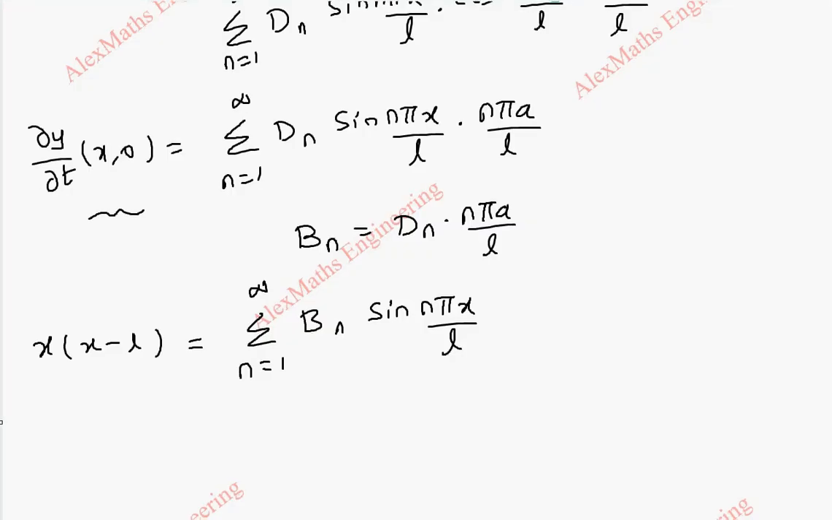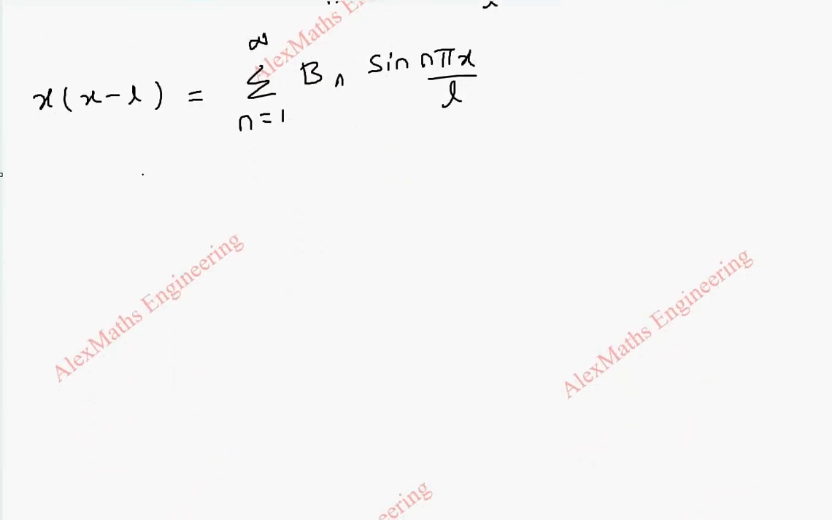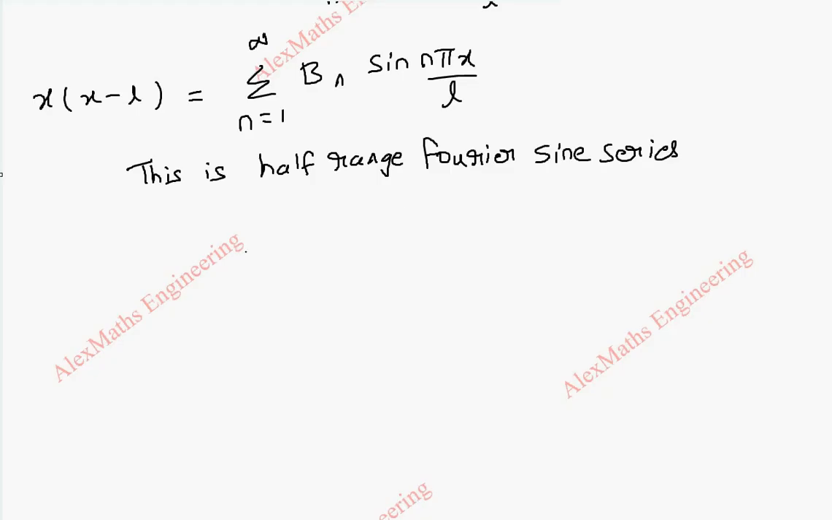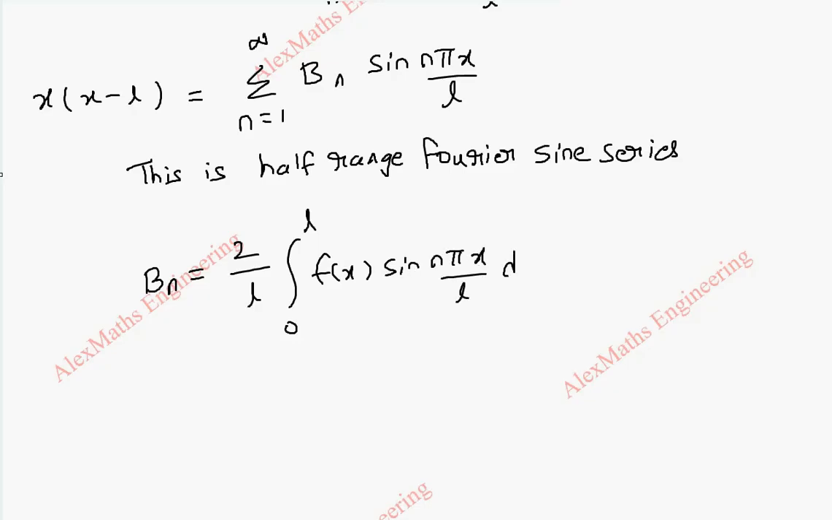Now this is the half range Fourier sine series. So we can find the constant Bn using the formula 2 by L integral 0 to L f of x into sin(n pi x by L) dx.